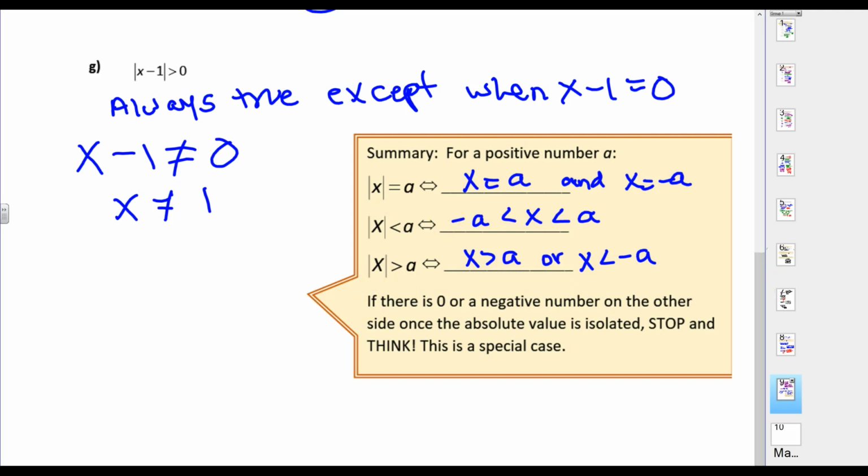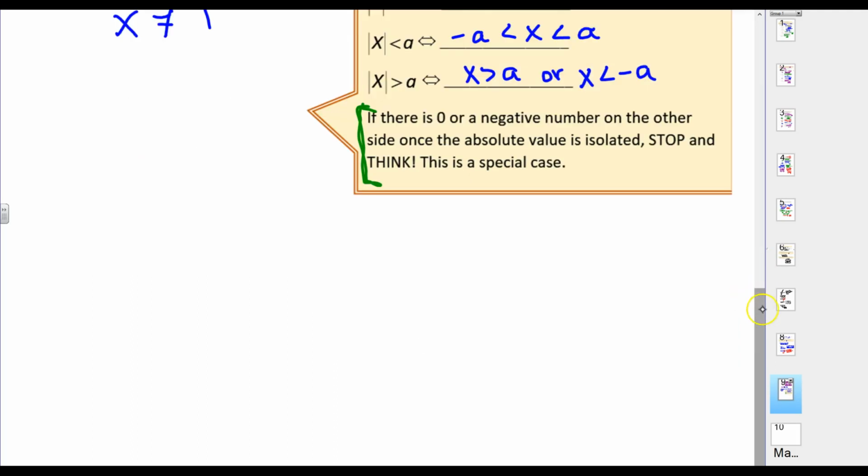Now, here's the big old caveat. If you get 0 or a negative number on the other side once your absolute value is isolated, you have to stop and think. Now, I'm going to make a chart here with you of the instances that this can happen and what it's going to be, but it's better if you just take a moment to stop and think about the solution rather than trying to memorize this thing we're about to go through. But let's take a look.